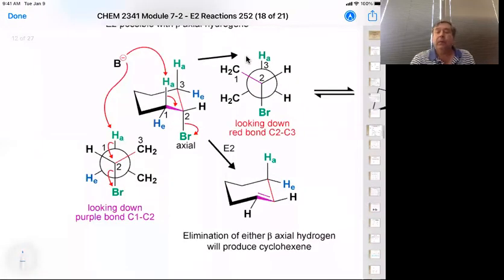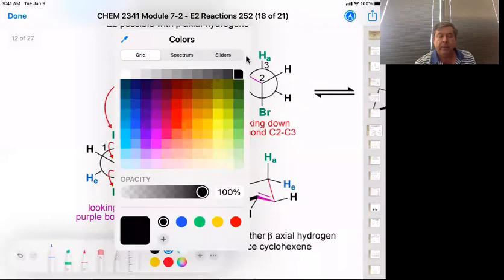Well, again, when we're looking down a bond right here, we're going to look down this bond between carbon 1 and carbon 2, right here. Actually, it's purple, so I'll go back to purple.